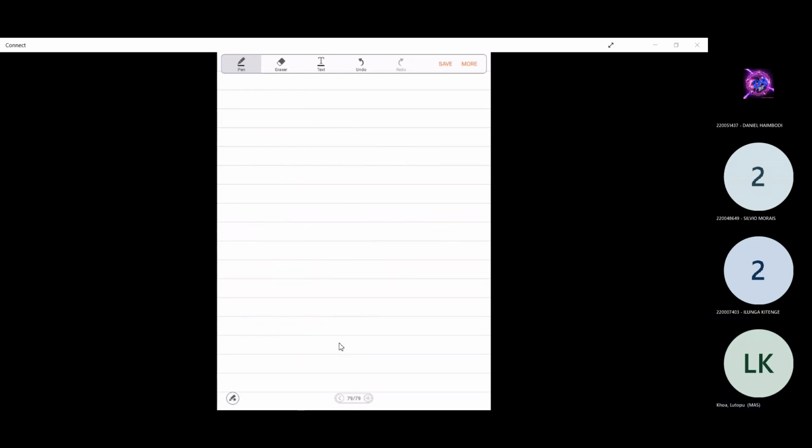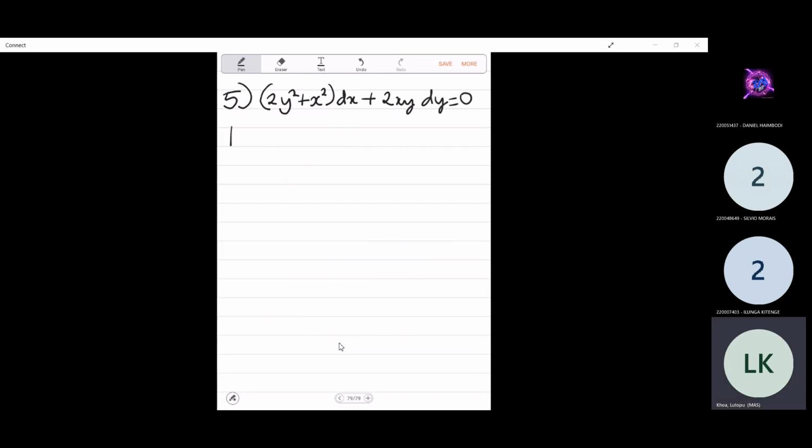Number 5. Okay, this is 0. This means our p is 2y squared plus x squared. This is 2xy. So dp dy, this is 4y, and dq dx, this is 2y. So this is definitely not exact.